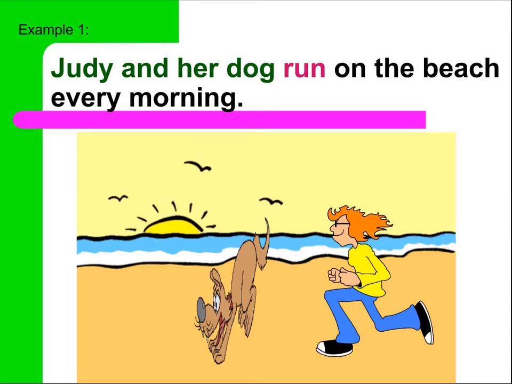Let's look at this sentence. Judy and her dog run on the beach every morning. We have a couple nouns in this sentence: Judy, dog, beach, and morning. But what is the sentence really about? The sentence is about Judy and her dog. That's the subject. And what are Judy and her dog doing? They're running.